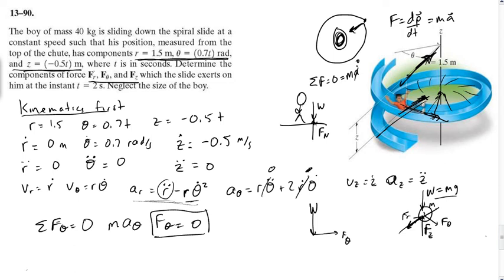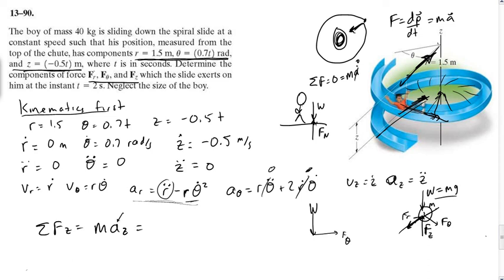Alright, and finally the last one is the force in the z direction. So the sum of the forces in the z direction is going to be equal to mass times the acceleration in the z. In this case, the acceleration in the z direction we found to be 0 here. So that means the sum of the forces in the z direction has to be equal to 0. So now we'll look at the free body diagram, and it shows that the boy's mass is downwards, so that's the W, his weight.